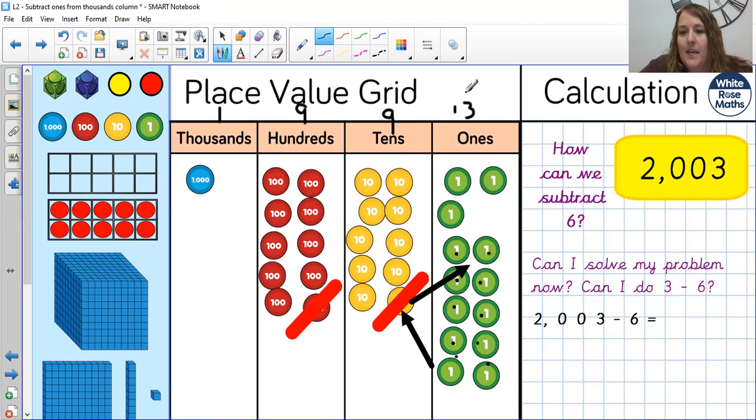Now from here, how would I subtract 6? I'm going to change to my red and I'm going to take off 1, 2, 3, 4, 5, 6. And then we count how many are left. I've now got 1, 2, 3, 4, 5, 6, 7 in my ones column, 9 in my tens, 9 in my hundreds, and 1 in my thousands. So 2003 subtract 6 is 1,997.